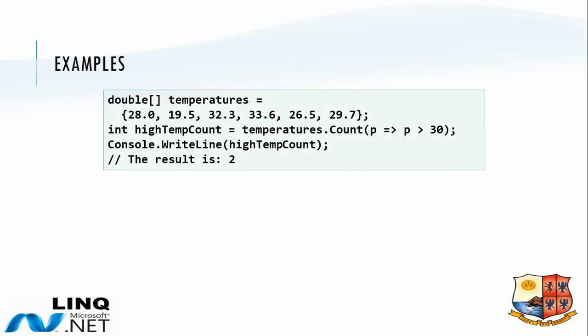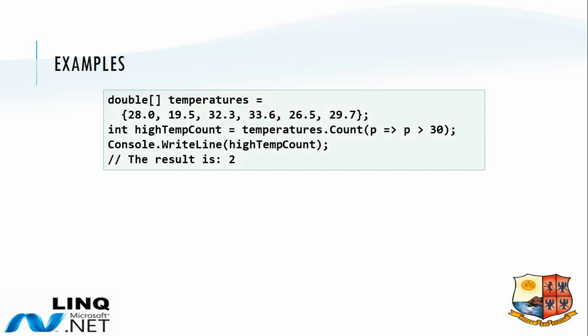But anyway, look at this. Look at a simple example there. A double array of temperatures, and there are some temperatures mentioned there. Highest temperature count, which means greater than 30. How many temperatures are there? Count is an aggregation function, right? So it takes temperatures and gets the count of how many values.